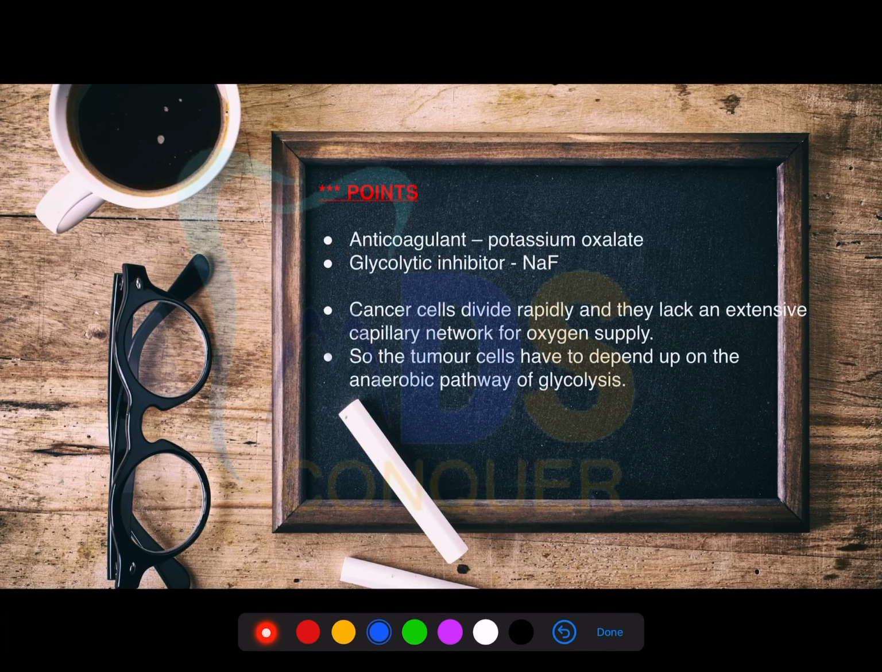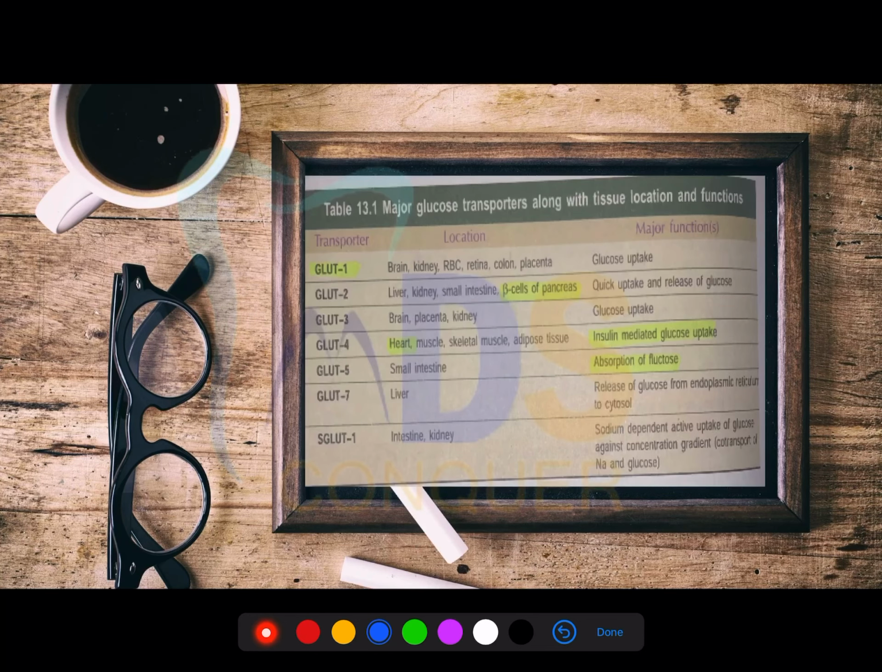the process of glycolysis. What is the anticoagulant that is added in the blood banks? That is potassium oxalate. And what is the glycolytic inhibitor? You should prevent the process of glycolysis. Glycolysis can be prevented by adding NaF, because the F reacts with the magnesium and inhibits the enolase enzyme.